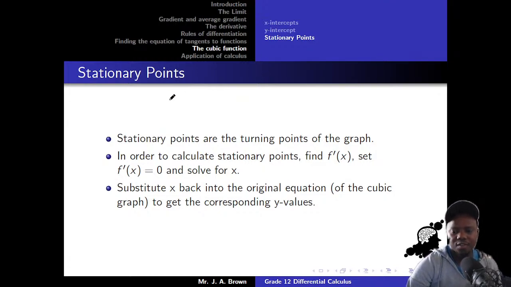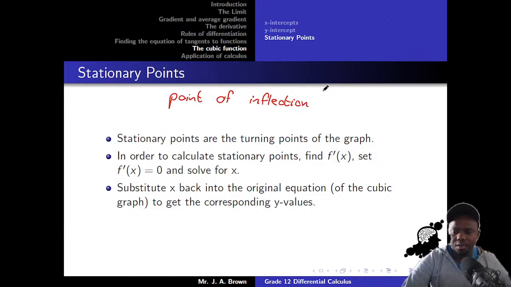Now we also have the so-called point of inflection. To get the point of inflection, it's very similar to how you would do your stationary points, except that here you need to find the second derivative and set it equals to 0. What is the second derivative? This is the derivative of the derivative. You set that equals to 0 and solve for x. Once you have x, you substitute it into the original equation to get the corresponding y value. I hope that this makes sense to you guys.